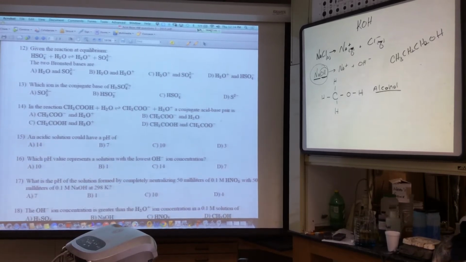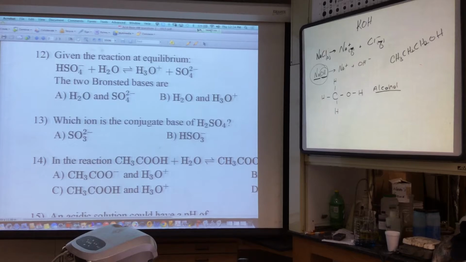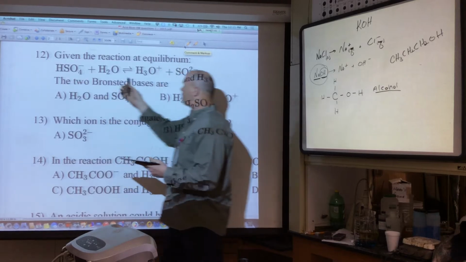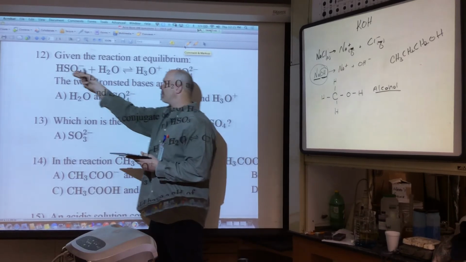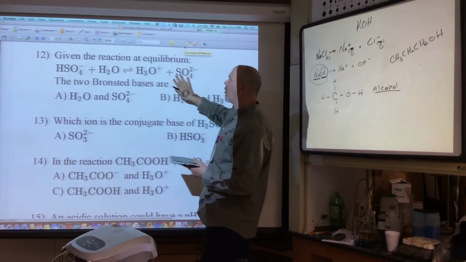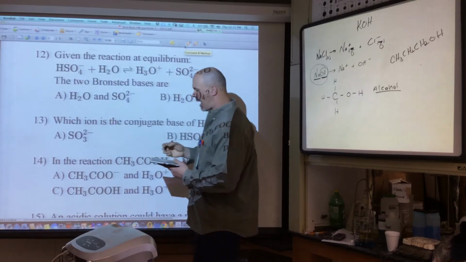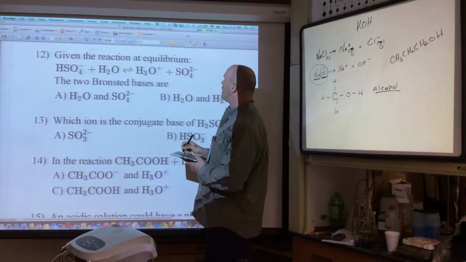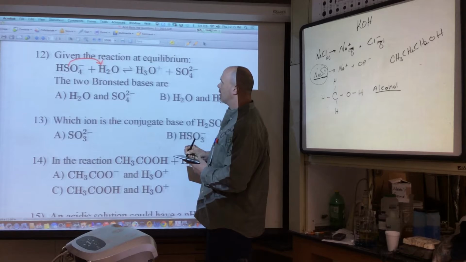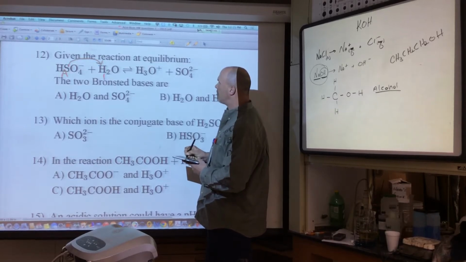Given a reaction equilibrium, who are the two Bronsted acids? Whoa, we just did this yesterday, so let's review. At equilibrium, the two Bronsted bases are... So how do we do this? Well, my friends in chemistry, this is the current scenario, this is the future. What's happening as I go from left to right? HSO4 becomes SO4 minus 2. What happened as it went forward? Did it gain an H or lose an H? Lost an H. And we learned when you lose an H, you're donating an H. What do we call that? Acid.